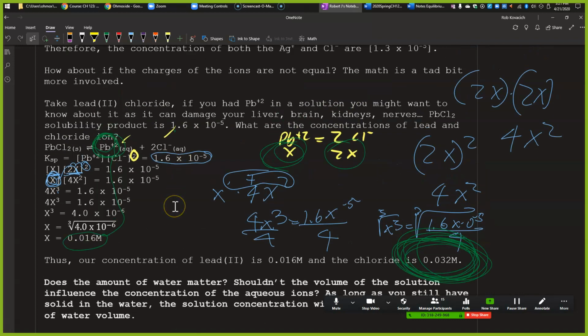Wouldn't it be divided by 2 since one Pb is equal to 2 Cl's? Or is that just not right? No, we solve for X. And we said X was the concentration. This X right here is the concentration of the lead. And then we compared the concentration of the lead to the chlorine, but we said it was twice as much, so that's how we got the 4X squared.